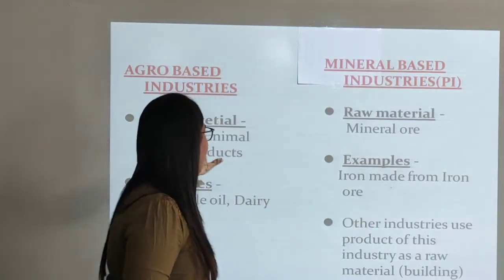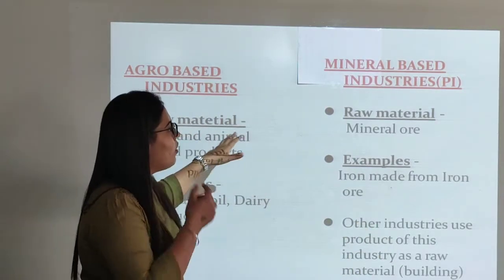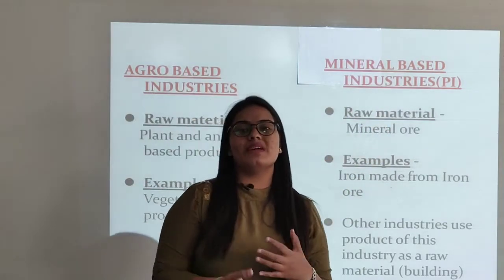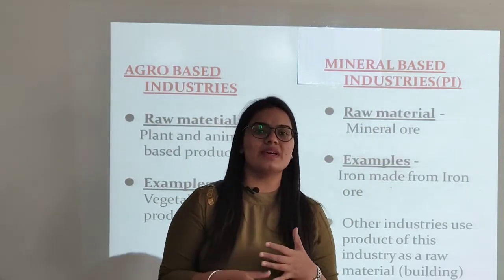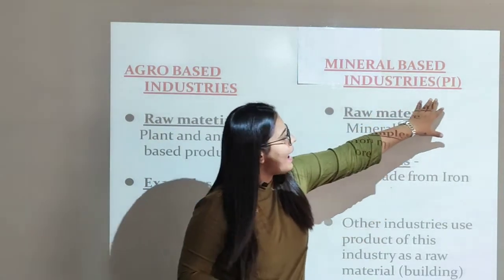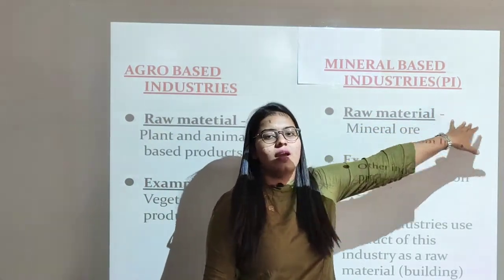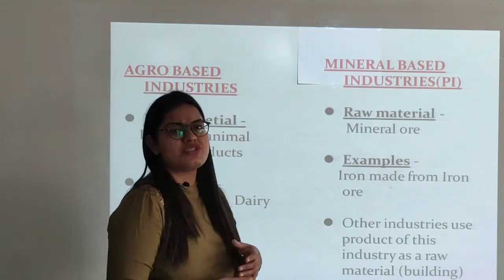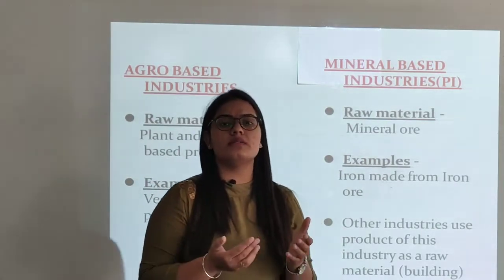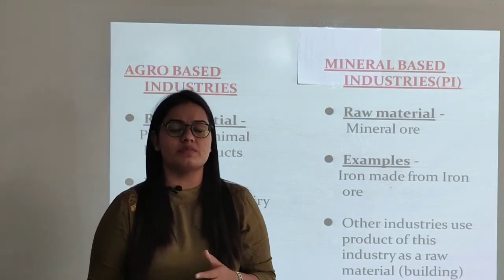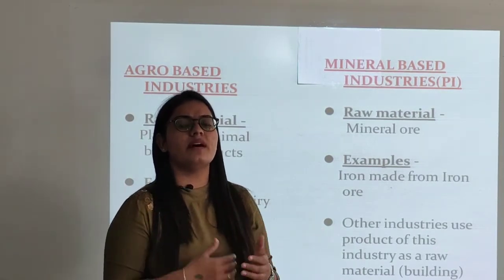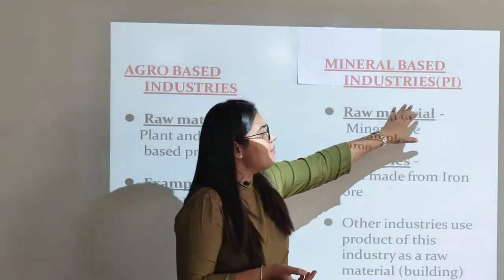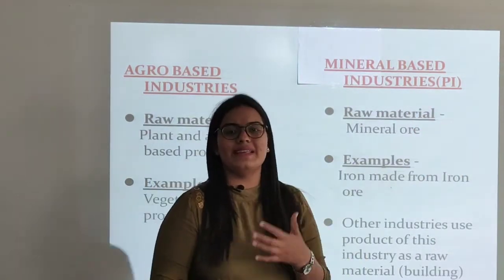So these are the agro based industries. Now mineral based industries are also known as primary industry. Why are they known as primary industry? I have written here PI, that is primary industry, because primary industry feeds other industries. Other industries depend on mineral and primary industry for the raw material.